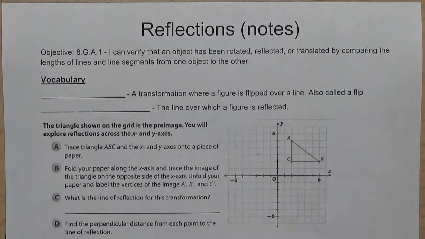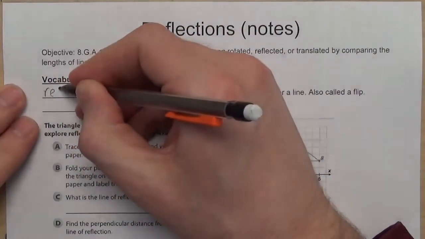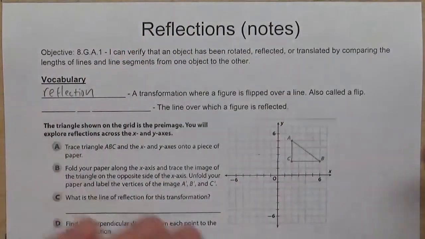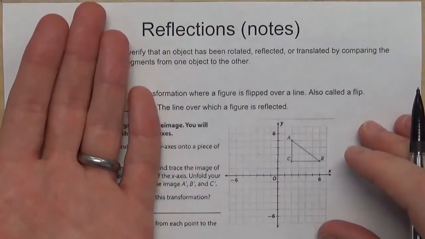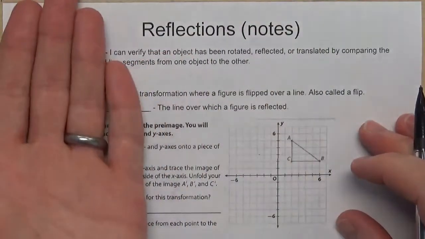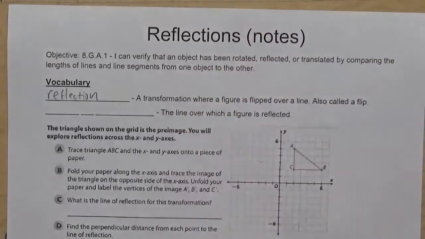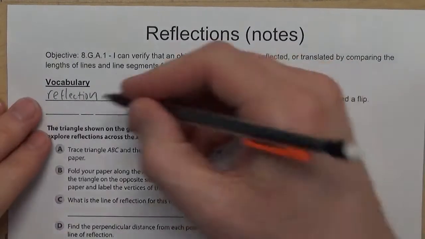Our first vocabulary term is a transformation where a figure is flipped over a line, also called a flip. That is a reflection. So literally, if you start with something and then flip it over, the pre-image to the image is what we're talking about today, that process of reflecting. The line over which a figure is reflected is called a line of reflection.